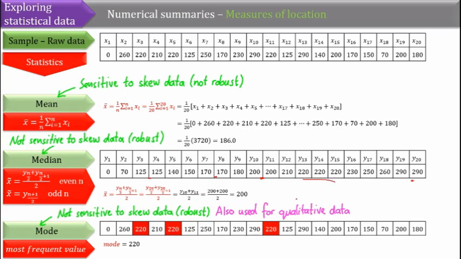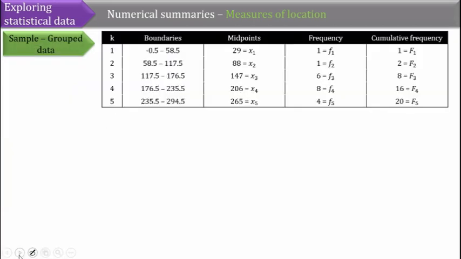It's also easier to find the mode once you've arranged the values in ascending order, because then all the same values are grouped together. Right, now for grouped data, the calculation becomes a little bit messier. For grouped data, we don't have the raw data. We don't have the individual observations.